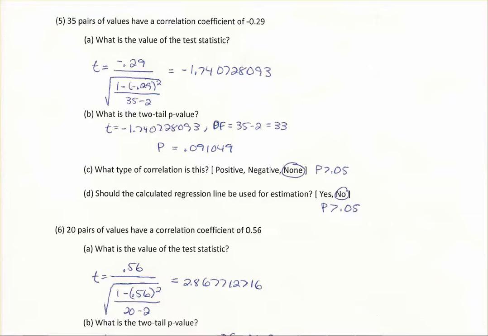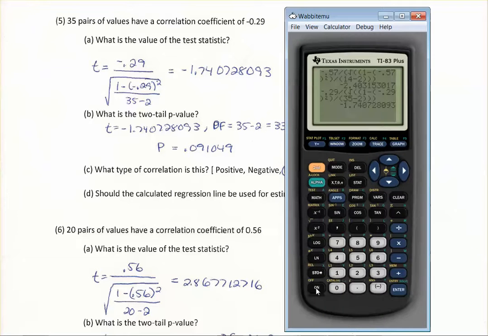And just to see this one, I went ahead and did it on the calculator. It's not the first one, it's the second one, the negative 0.29, just to show you here are all of the different parentheses you need to put around it. So tons of parentheses. If you put all the parentheses in the right place, you will get that t-value of negative 1.7407280093. So there are all the different parentheses you need.